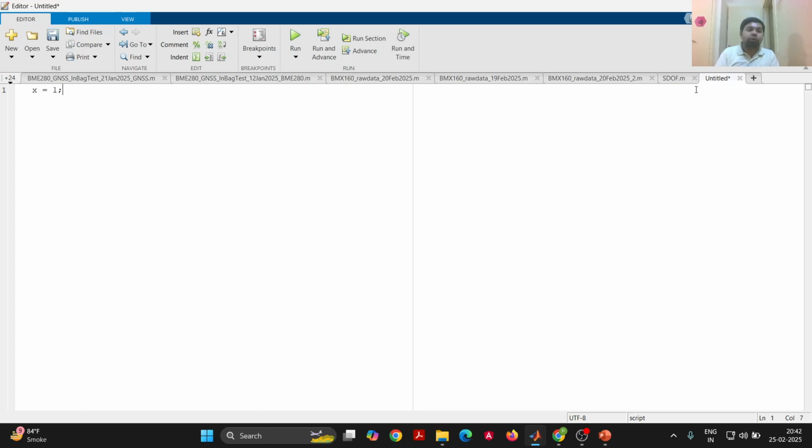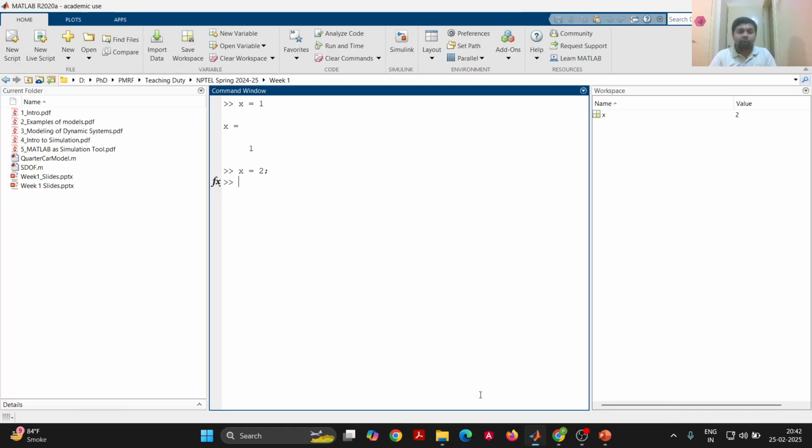Let us say you want to reuse y equal to 2, and you want to calculate z is equal to x plus y. You can also copy this code and paste it in the command window, so again it will be executed. So z is equal to x plus y, which is 1 plus 2, which is 3.